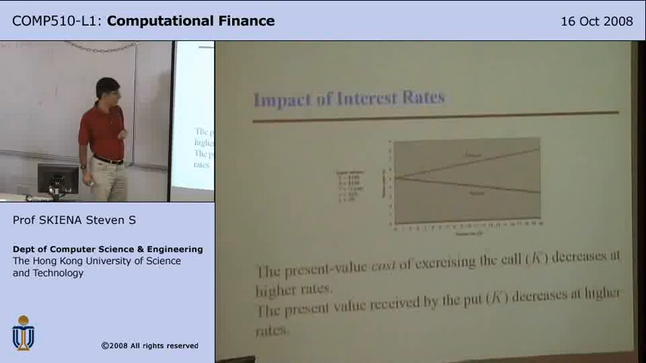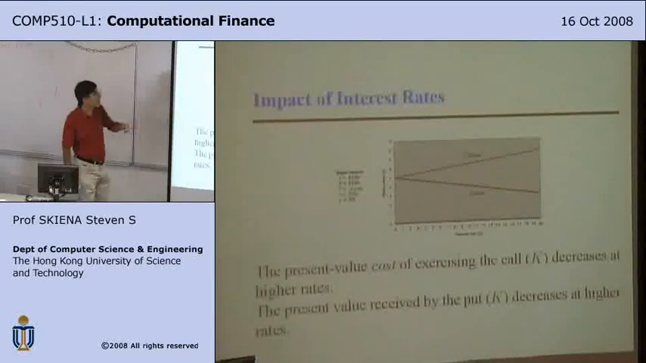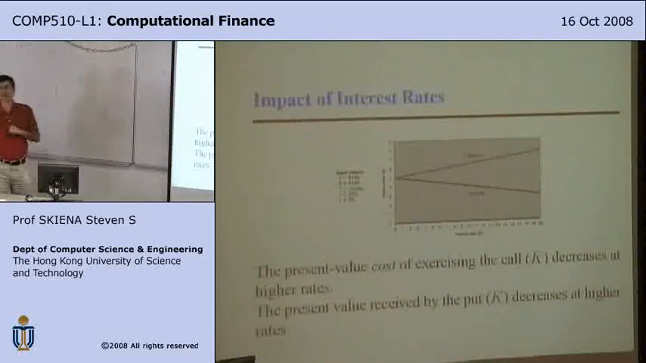increases. With a put, I have the ability to sell it for $100. As interest rates get higher, the ability for me to get $100 3 months from now is less and less appealing, and that is why the value of the put drops with increases in interest rates.